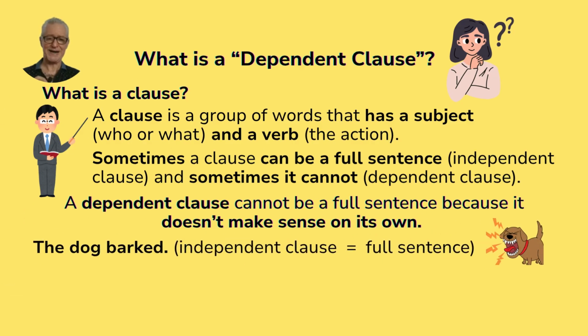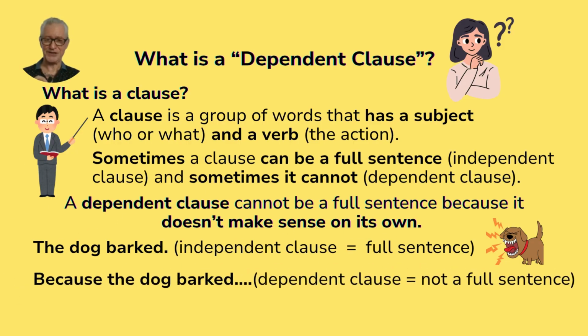The dog barked. This is a full sentence. It expresses a complete thought. So it's an independent clause, makes sense on its own. Now, if we add the word because, the dog barked, now it's a dependent clause. It's not a full sentence. We need some further details for it to make sense. Because the dog barked, what happened? Needs something else so it makes sense. Therefore, it's a dependent clause. It depends on more details.